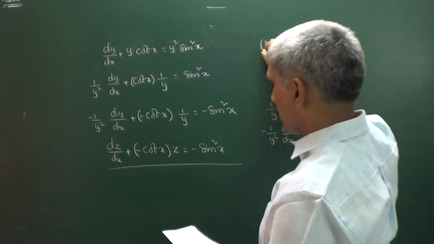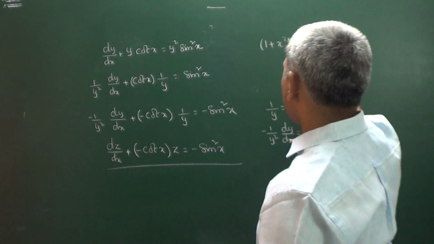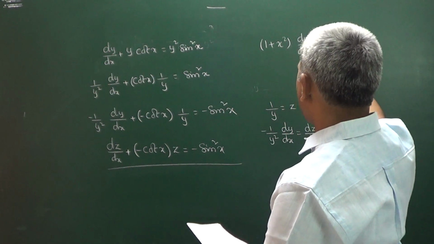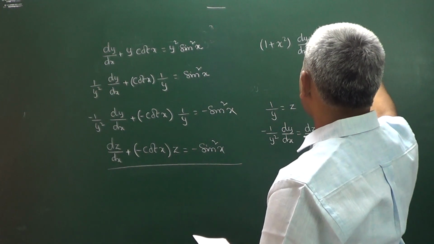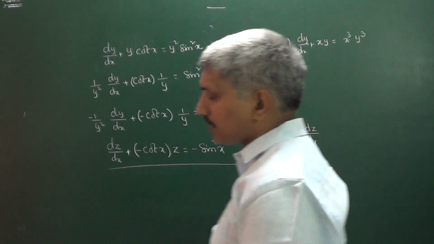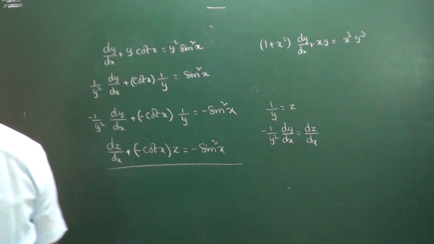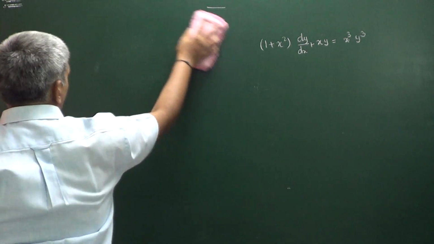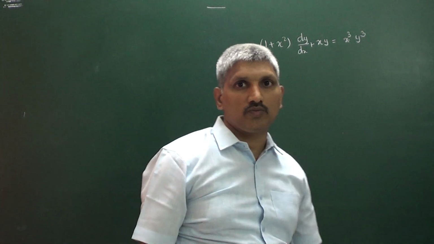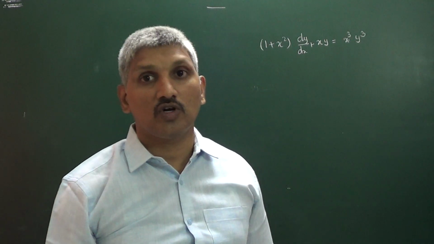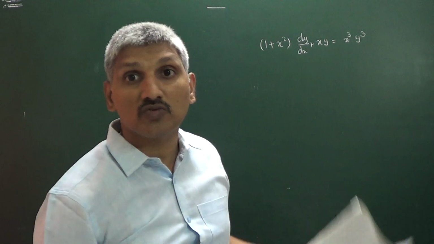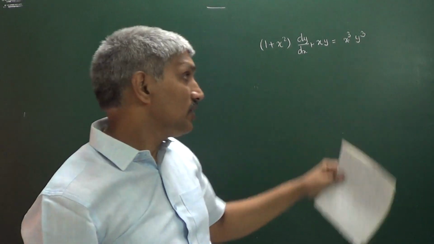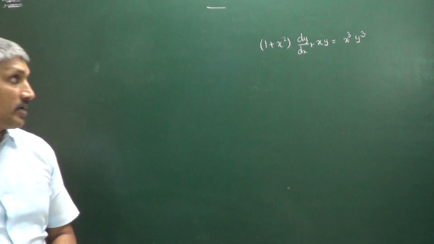(1 plus x square) into dy by dx plus x into y is equal to x cube into y cube. That is the next question. Come on, try. Divide the entire equation with y cube. Sir, I will divide with x cube. If you are dividing with x cube, what happens? You are taking 1 by x square is equal to t, dx by dy required. But here we have dy by dx. That's why divide with y cube.